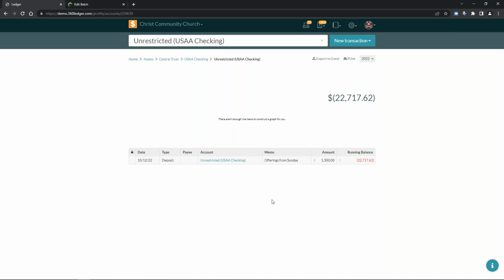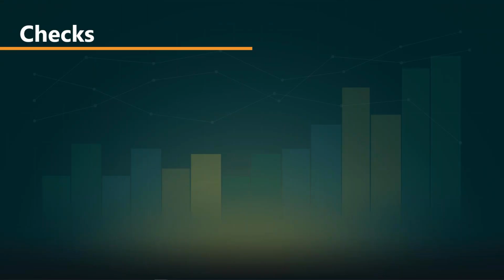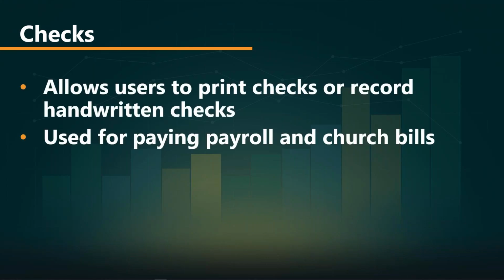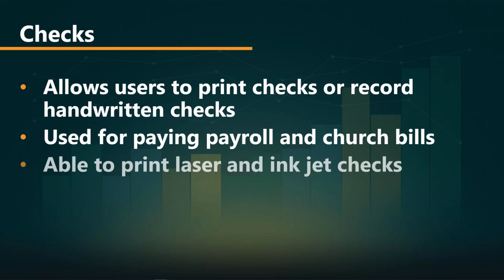So now we have that first transaction out of the way. Now we have another pretty regular transaction, and that would be checks. Throughout your fiscal year, you're going to end up needing to either print checks or actually handwrite them. They can be used for a number of different payments, such as paying your payroll, your church bills, and our software does allow you to create those checks as well as print them directly from this software.